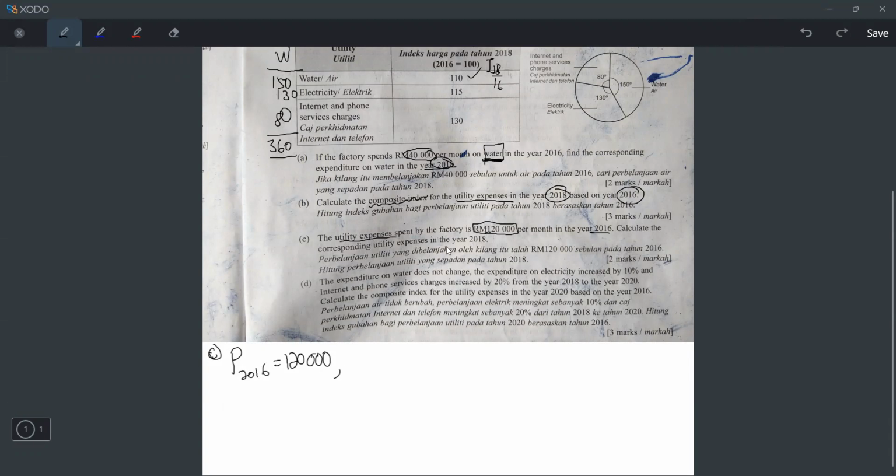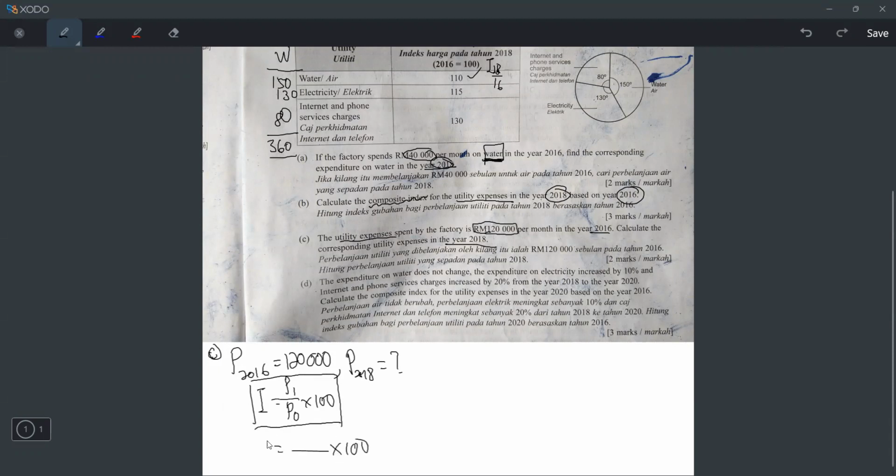Calculate the corresponding utility expenses in the year 2018. So I'll write price in 2018 equals to question mark. Which formula will I use? The formula is I equals P1 over P0 times 100. Definitely use this formula because when it involves price, confirm one.